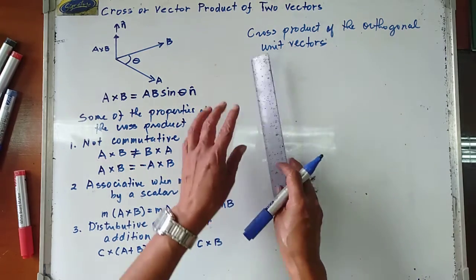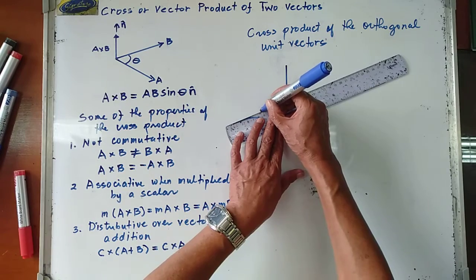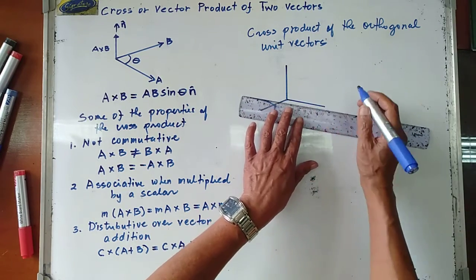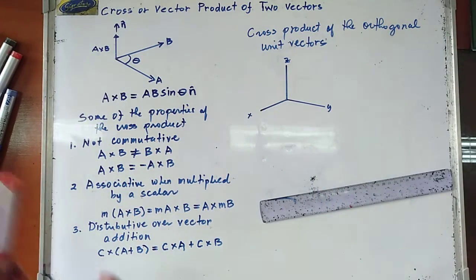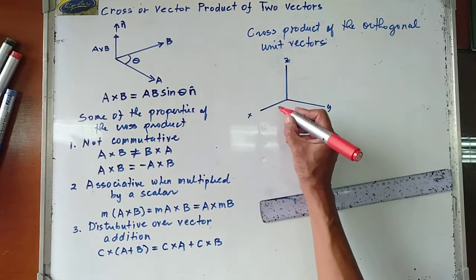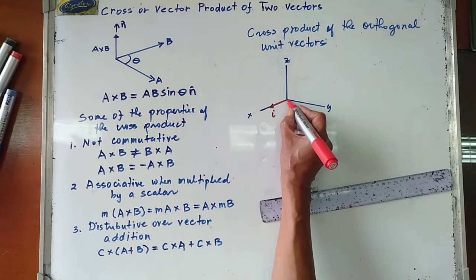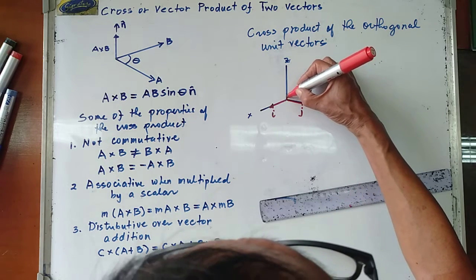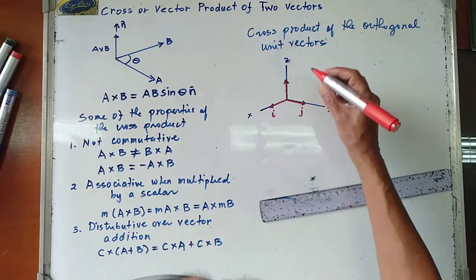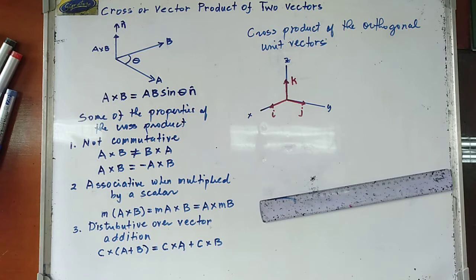Let's consider this one here, the z axis. So we have the x axis, and this one here is the y axis. So this is your x, y, and z. The orthogonal unit vectors: in the positive direction of the x axis, that is I. In the positive direction of the y axis, we have J. And in the positive direction of the z axis, this is K. So again, I, J, and K correspond to the positive directions of the x, y, and z axes, respectively.